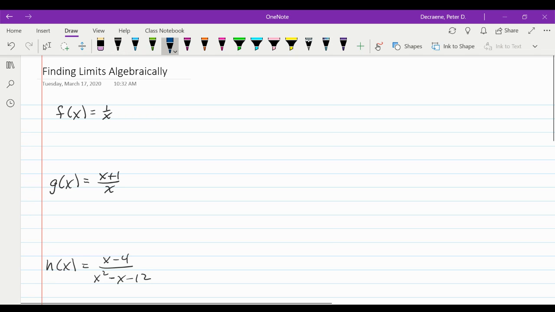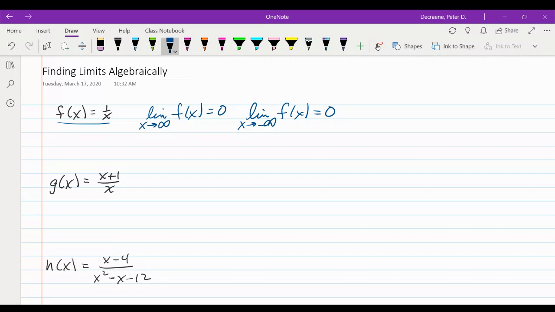From our talk about sequences, I'm hoping you know that if f of x equals 1 over x, then the limit as x goes to infinity of f of x is equal to 0, because as the denominator gets bigger and bigger, 1 divided by a gigantic number is equal to 0. Similarly, the limit as x goes to negative infinity of f of x is also 0.